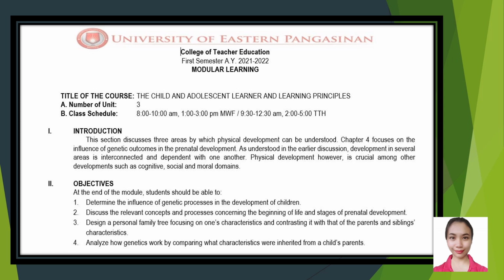So the following class are the objectives of this module. At the end of the module, students should be able to: 1. Determine the influence of genetic processes in the development of children. 2. Discuss the relevant concepts and processes concerning the beginning of life and stages of prenatal development. 3. Design a personal family tree focusing on one's characteristics and contrasting it with one of the parent siblings' characteristics. And 4. Analyze how genetics work by comparing what characteristics were inherited from a child's parents.